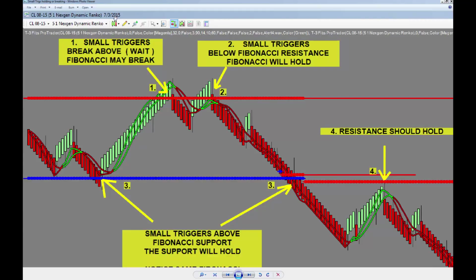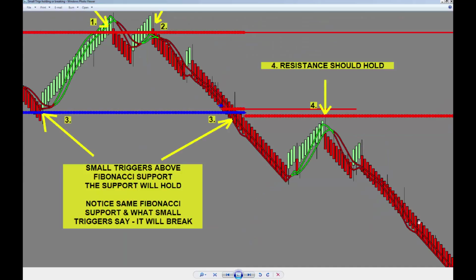It's the same thing. Look what happens. We get to support, they stop support out. The trigger lines don't get through it. Reversal. They come back up, retest. I can't tell if they stopped that out by a tick. Small triggers are below. Reversal. You break through. You pull back to trend trade.